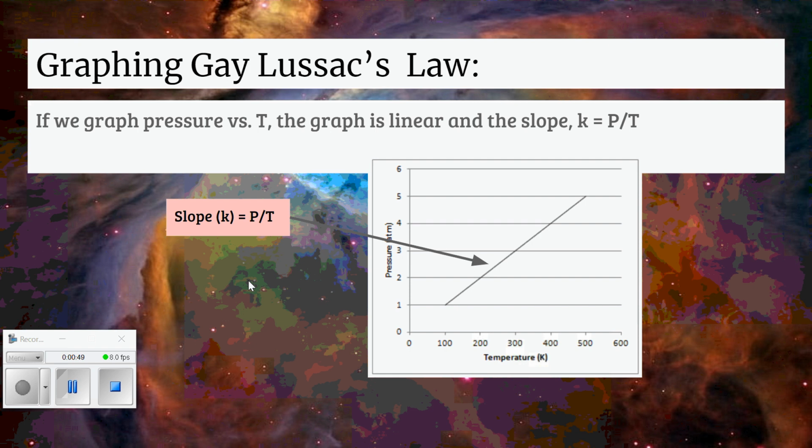Again, this is a linear relationship. If I graph pressure on the y-axis, temperature on the x-axis, the slope is going to be the product of pressure versus temperature, and we call that the proportionality constant K.